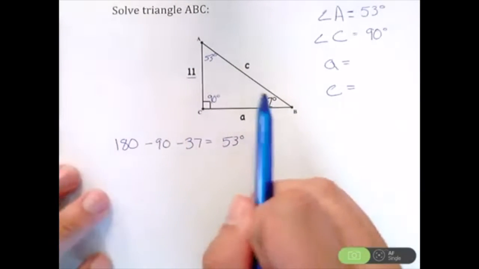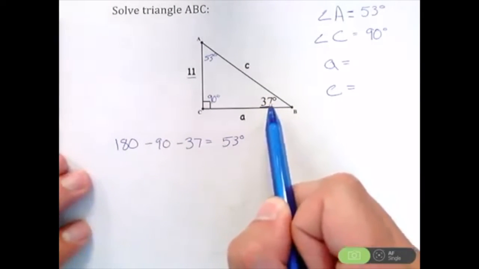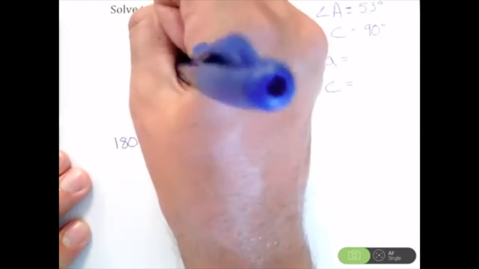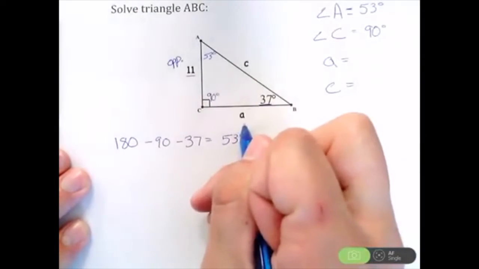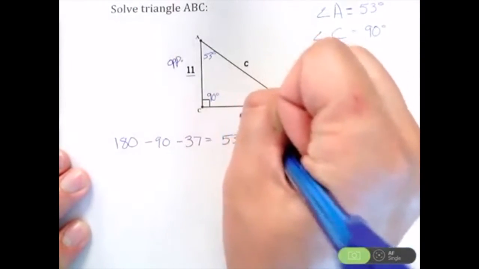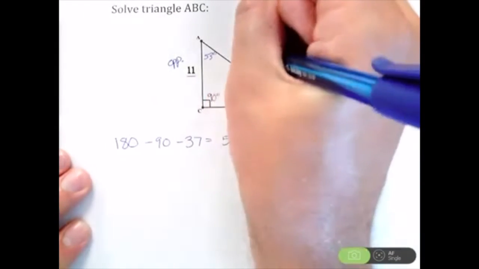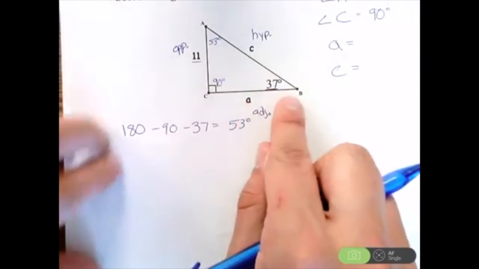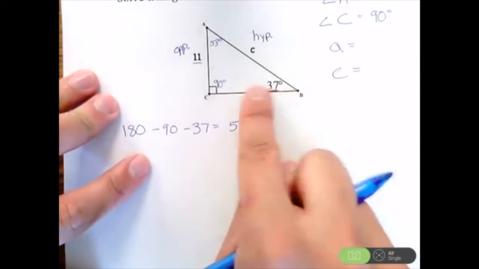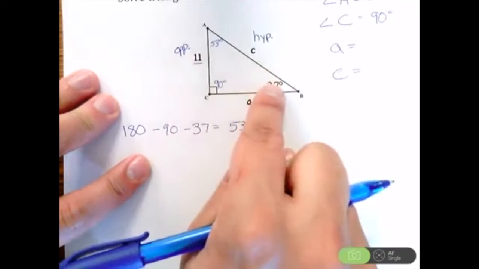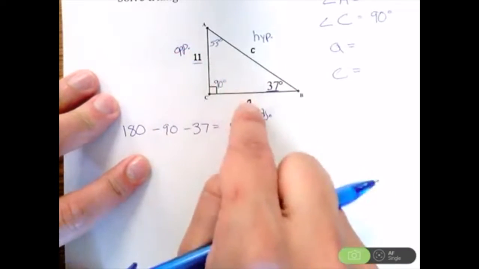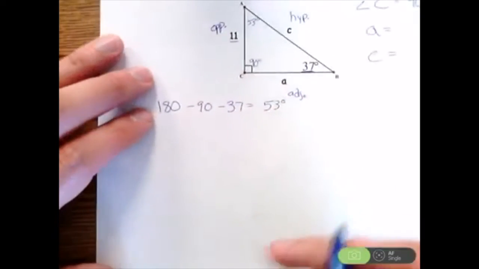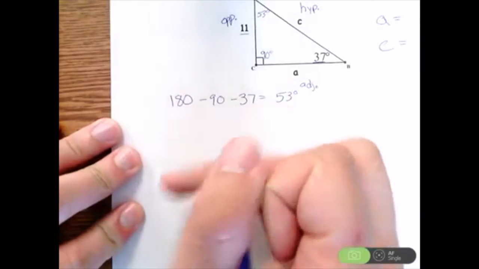So I'm going to label, in reference to this 37 degree angle, what I have. Over here, this would be the opposite side. Side A would be my adjacent side, and side C is my hypotenuse. I'm going to start with side A. I want to use the angle I know and the side that I know. So I have an angle, I'm dealing with an opposite, and we're going to solve for an adjacent side. Opposite and adjacent, opposite and adjacent. From our trig functions, that is a tangent.